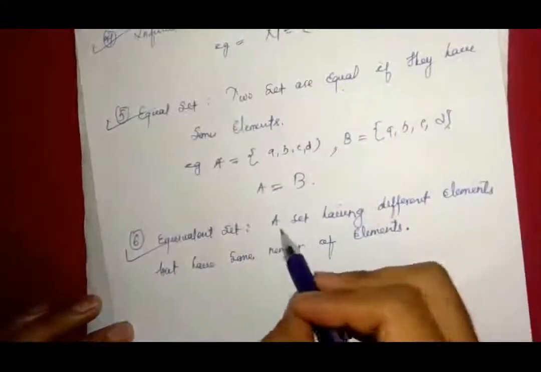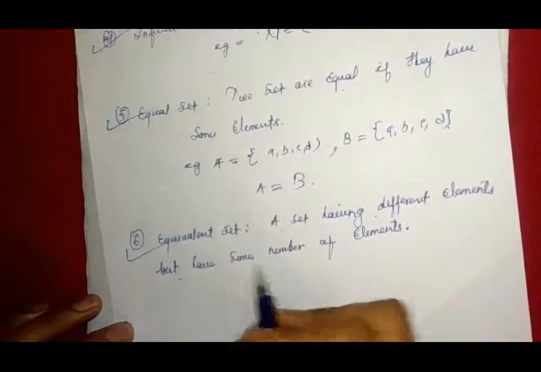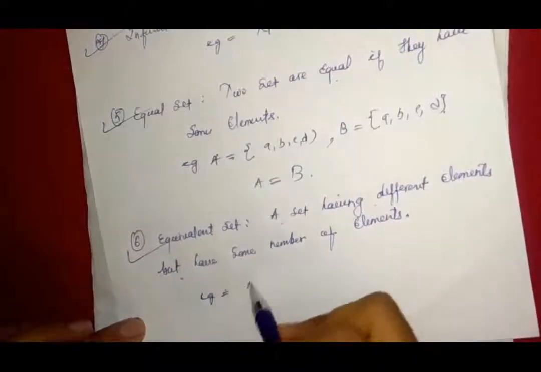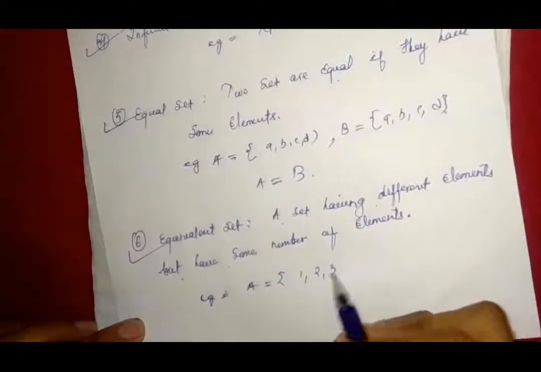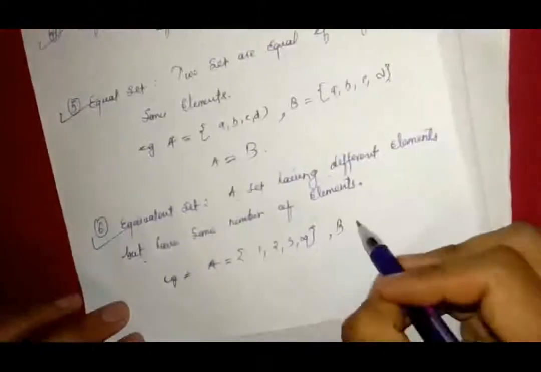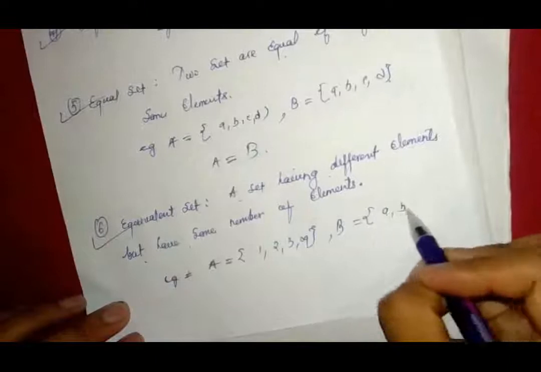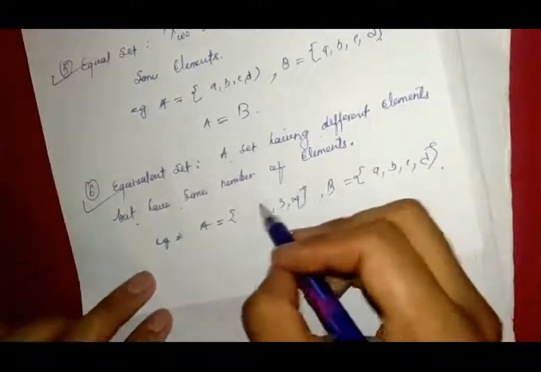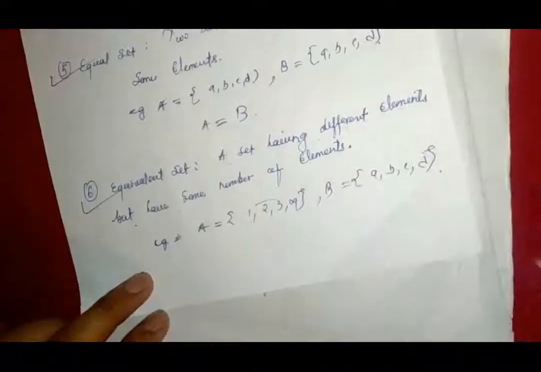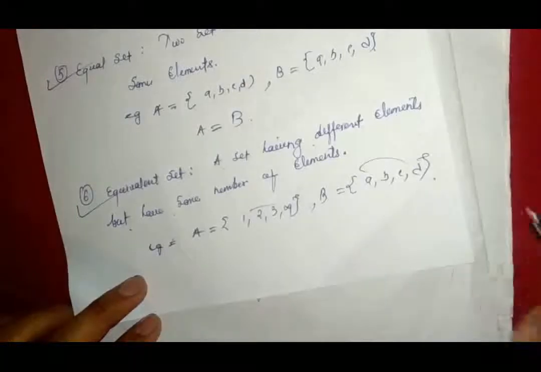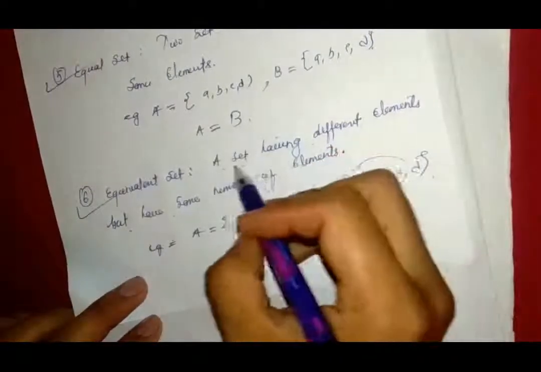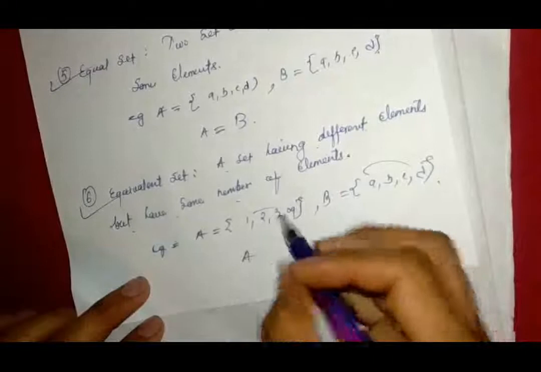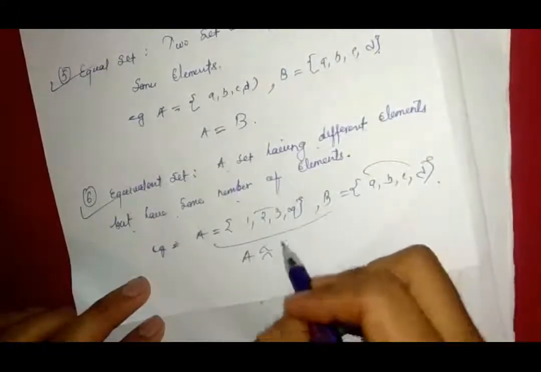Equivalent set: a set having different elements but the same number of elements. For example, set A consists of 1, 2, 3, and 4, and set B consists of a, b, c, and d. Now we see that set A has a total of 4 elements, and set B has a total of 4 elements. So by the definition, sets having different elements but the same number of elements, we can see that A is equivalent to B.